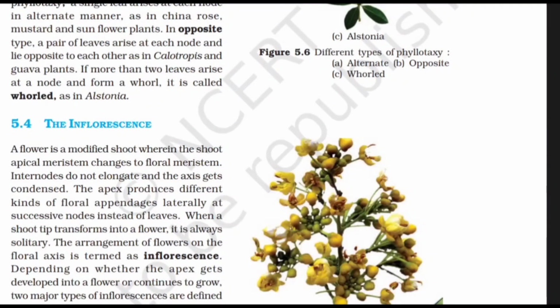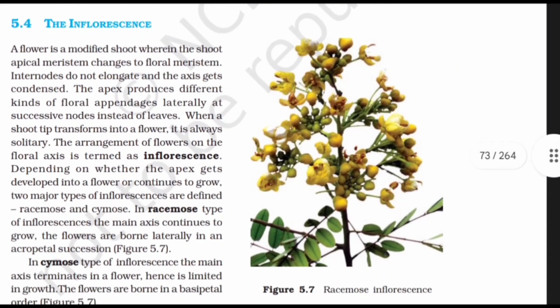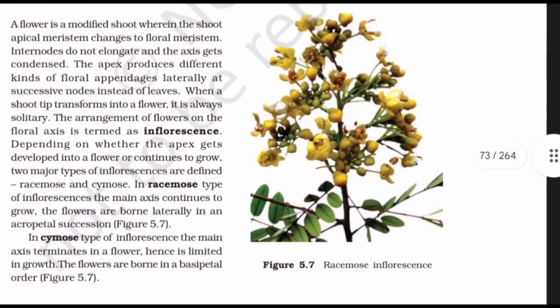Depending on whether the apex gets developed into a flower or continues to grow, two major types of inflorescence are defined: racemose and cymose. In a racemose type of inflorescence, the main axis continues to grow. The flowers are borne laterally in acropetal succession. In a cymose type of inflorescence, the main axis terminates in a flower, hence is limited in growth. The flowers are borne in a basipetal order.